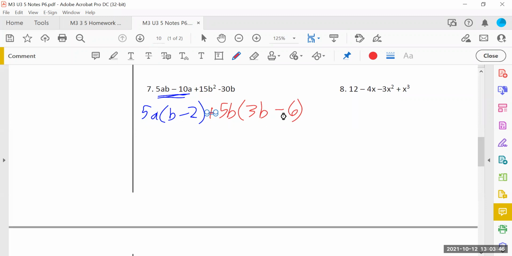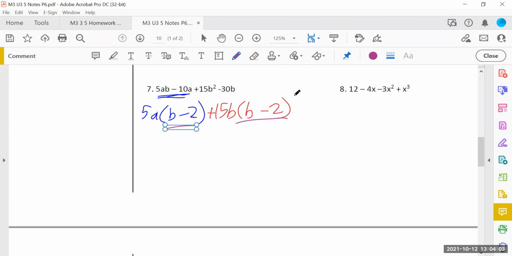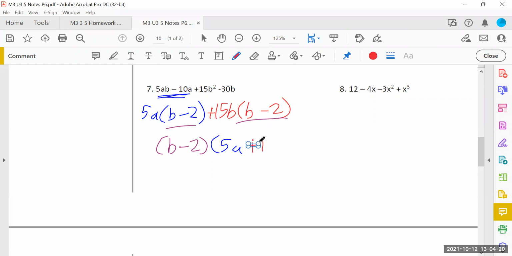15. So let's back up. Make this a 15b. That's going to leave me with b minus 2. Now they match. If they don't match, I can't do factoring by grouping. So now I can take out b minus 2 and b minus 2. B minus 2 goes on the outside. 5a plus 15b on this one.